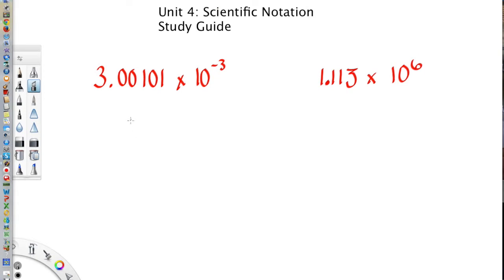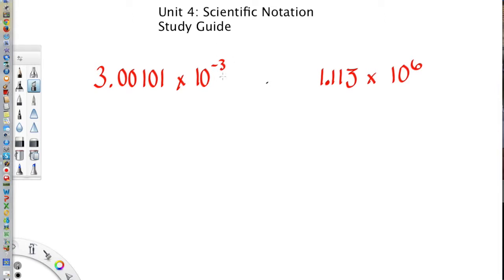Let's take a look at a couple problems from our study guide. On the front page here, go down towards the bottom. On the top of your second and third column, we have two examples here. We have 3.00101 times 10 to the negative third power.